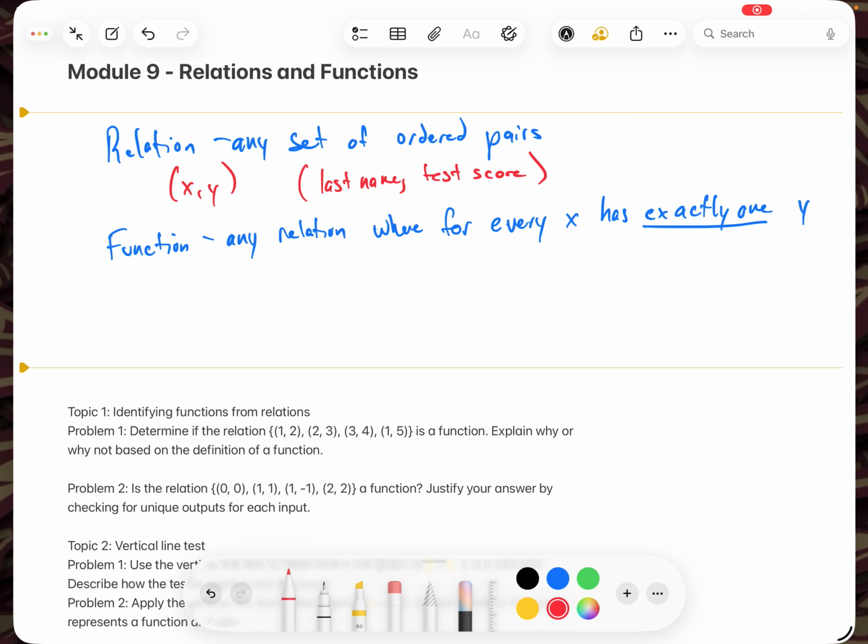And then we have the domain, which is the first element, usually an X because we usually deal with X and Y. And the range is the second element. I say element because it could be X and Y, or it could be last name and test score. The domain would be all the last names and the range would be all the test scores. But usually our domain is our X's and our range is our Y's.